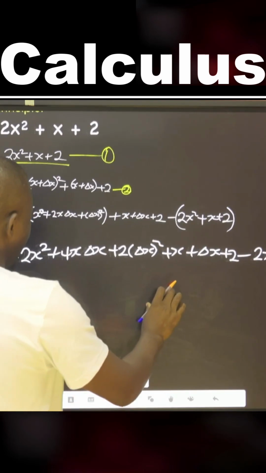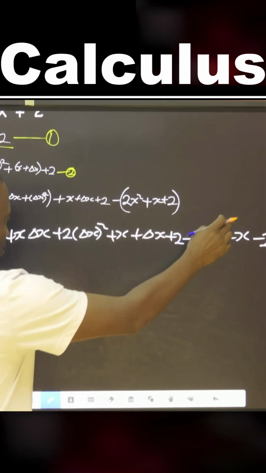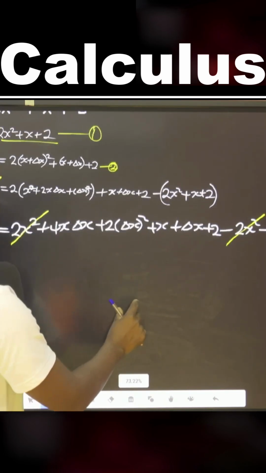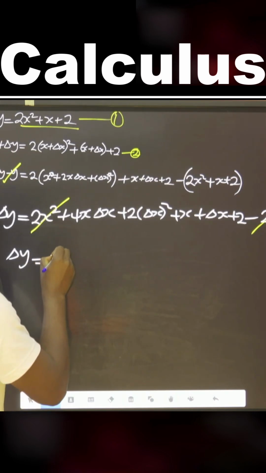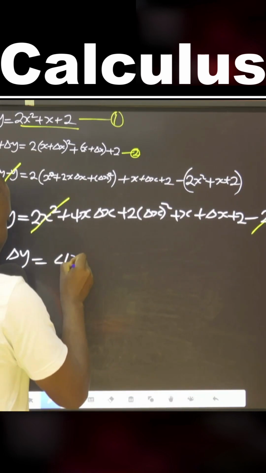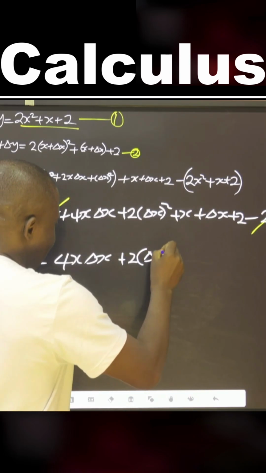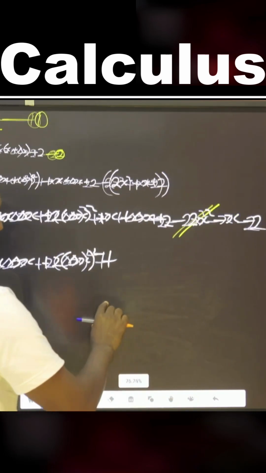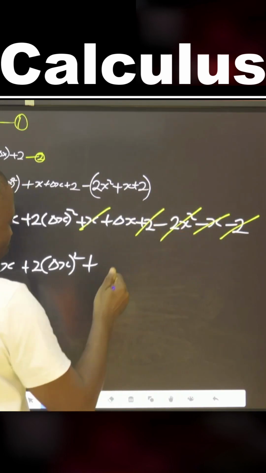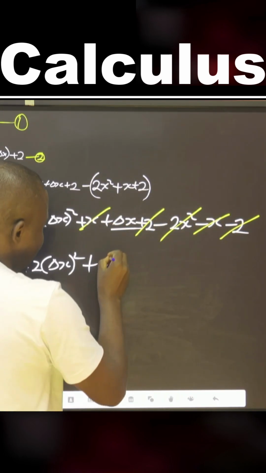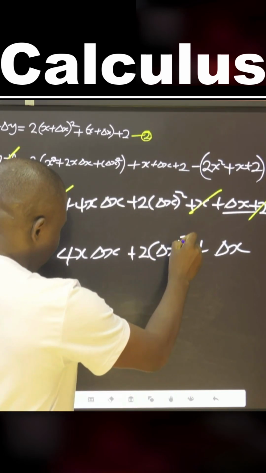So what we're going to do now, we see what can be removed. This and this will strike out themselves. So let's write what we have now so that we have space for the remaining one. That is 4s delta s plus 2 delta s squared plus this and this will strike out 2. This and this will strike out 2. This is remaining here. That is delta x. Now we have a better view of the remaining ones.